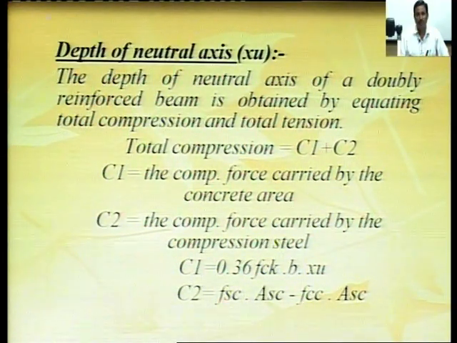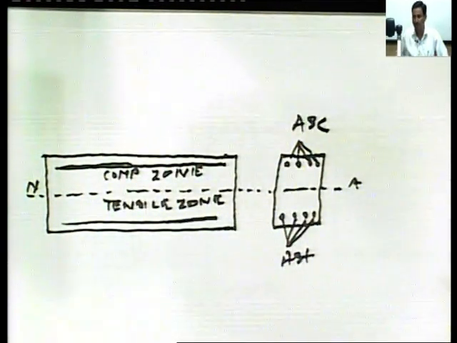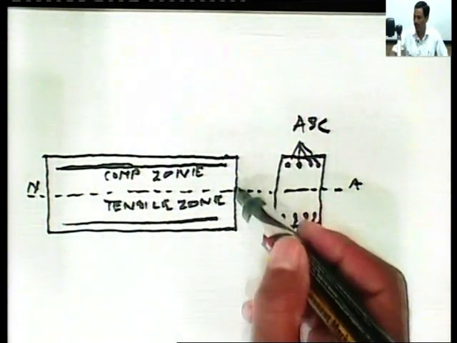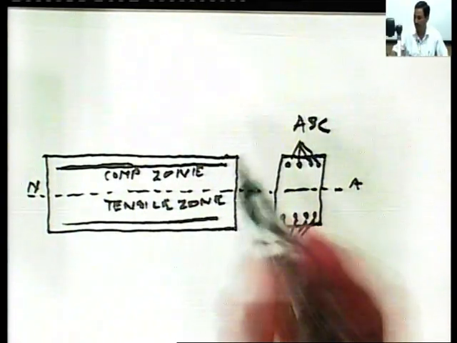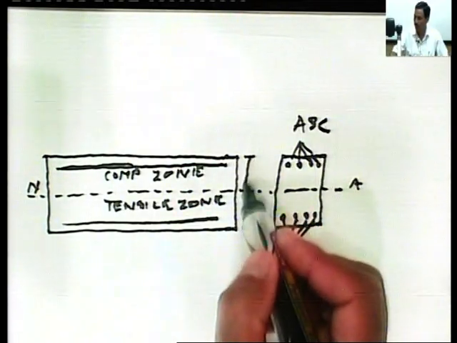The normal distance from the top edge of the beam to the neutral axis is called depth of neutral axis. This is the neutral axis. Neutral axis is a layer or lamina in a beam where there is no stress, or zero stress. The normal distance from the top edge of the beam to the neutral axis is called depth of neutral axis, and it is denoted by Xu.